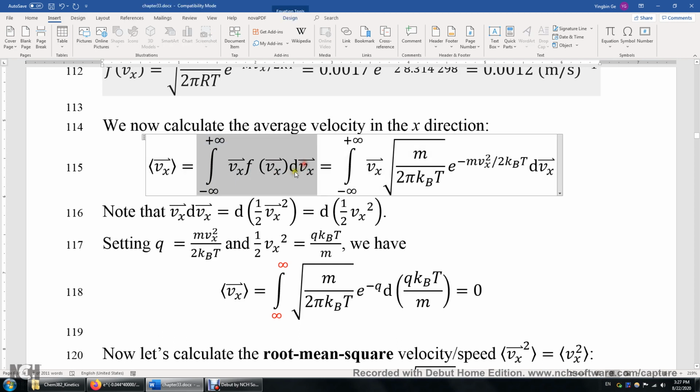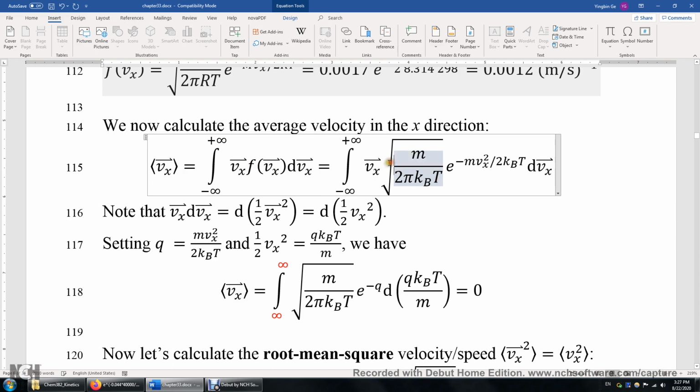So how do we integrate this? We plug in this f function here in this integral. This is the f function. This is the probability density. And then multiply by dVx. That will give you the probability of finding the particle moving at a velocity between Vx and Vx plus dVx. All right, so this part gives you the probability of finding the particle moving at a velocity of Vx with an arrow, and Vx plus dVx also with an arrow.